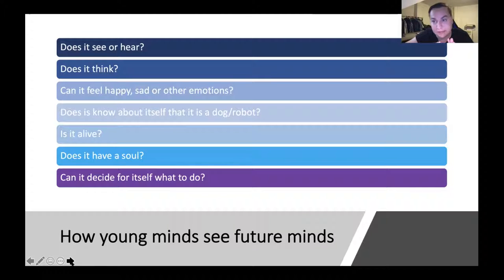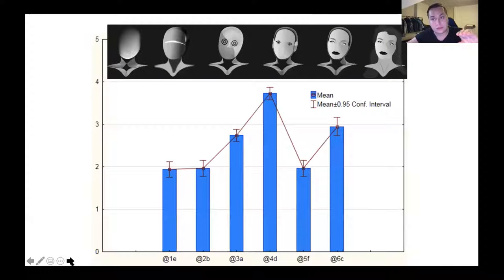You can see this is very simple because the children were quite young, and you cannot use nuanced, sophisticated philosophical questions. It has to be short because of the attention span and the vocabulary that children are using. But you can see there are some categories that we are trying to get with these type of questions.